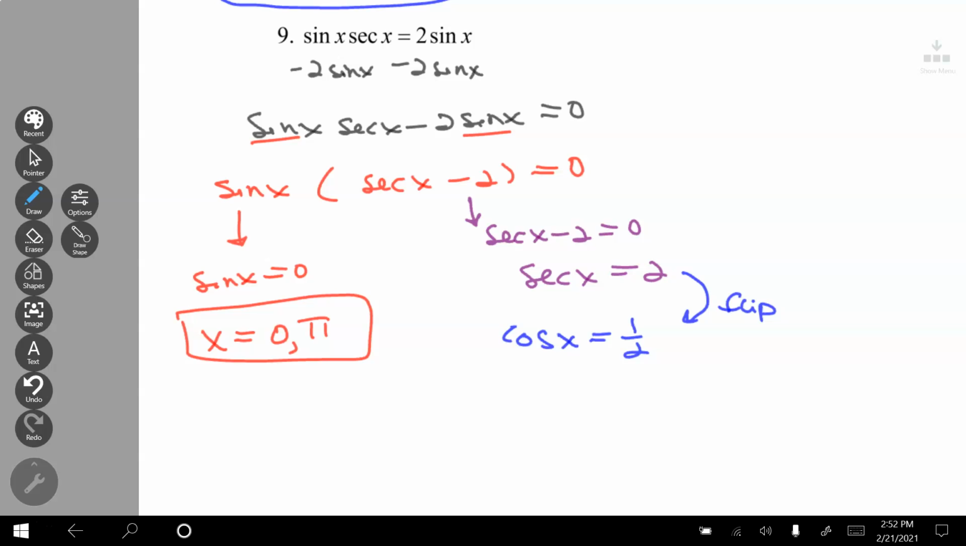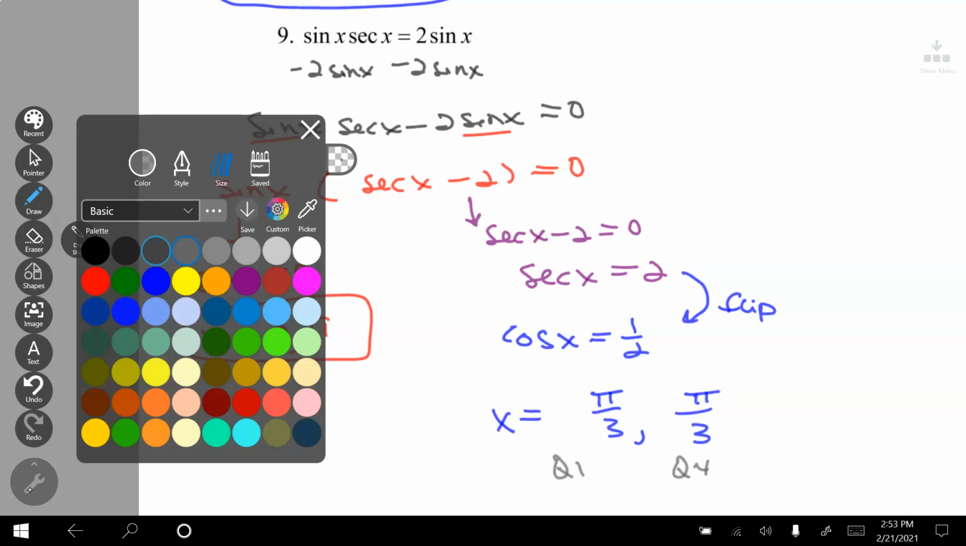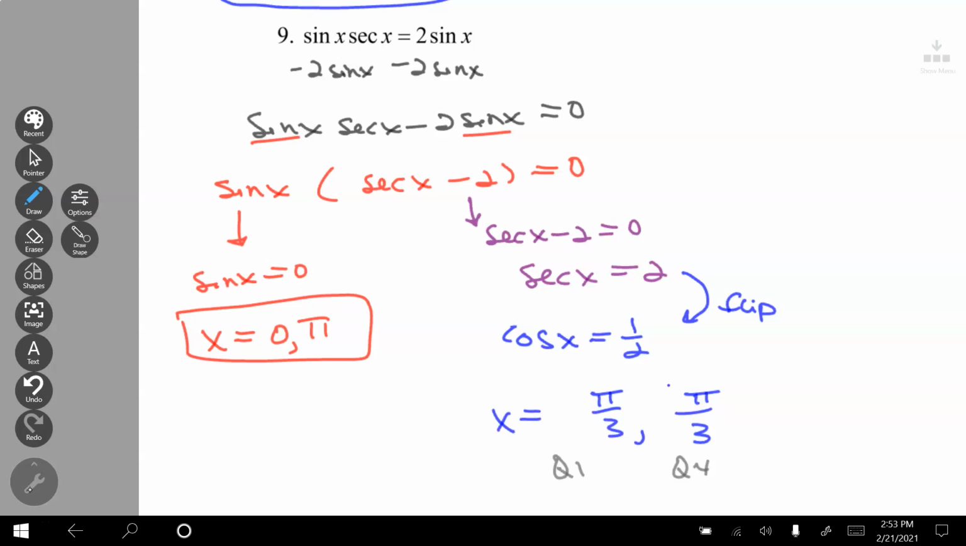Now this is much easier. I know cosine is equal to a half at pi over 3 and some other pi over 3. And I think about my quadrants. Cosine's positive in quadrant 1, it's also positive in quadrant 4. So my other answer besides pi over 3 is going to be 5 pi over 3. That is my double solution for that last problem.